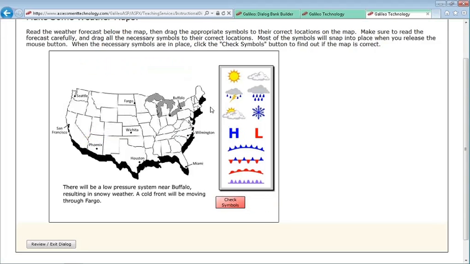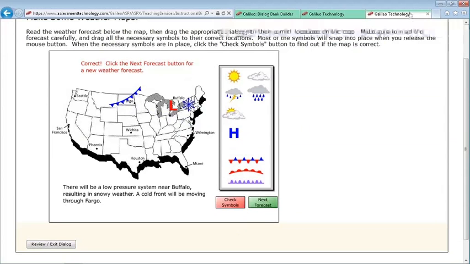Moving on to the second one, again, I can look at Buffalo. Buffalo is a low pressure system in snowy weather, so I get to use my low pressure system at this point. And a cold front through Fargo. Now I've become a moderately competent weatherman. Again, allowing the students to actually engage in the practice of doing this rather than simply seeing it on a static image, a static set of materials.